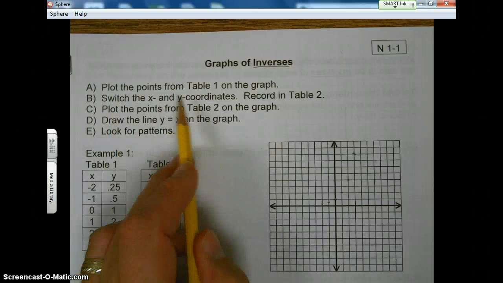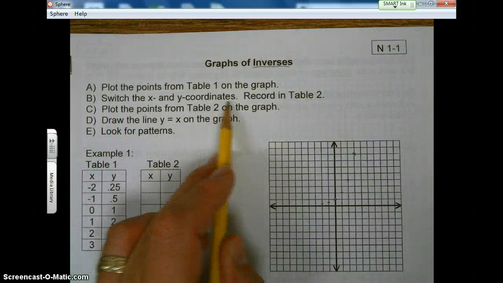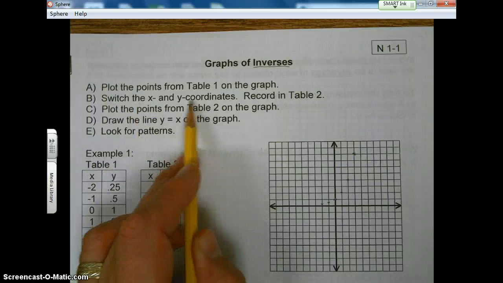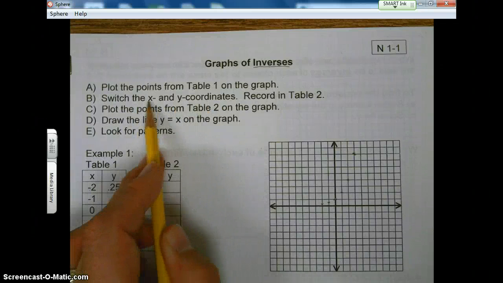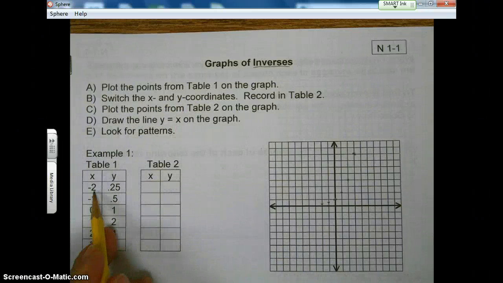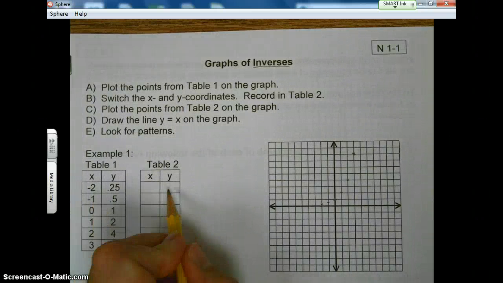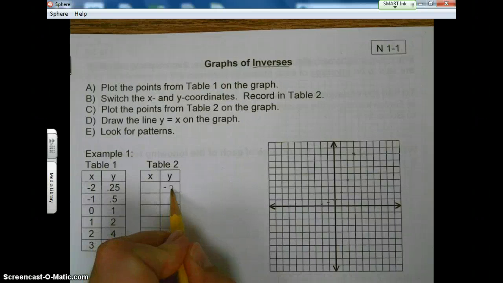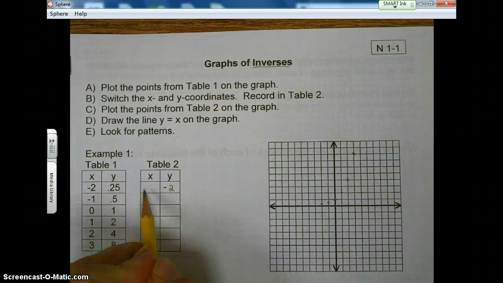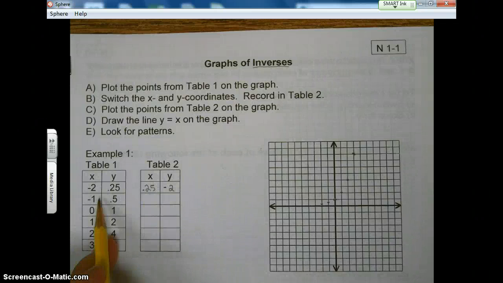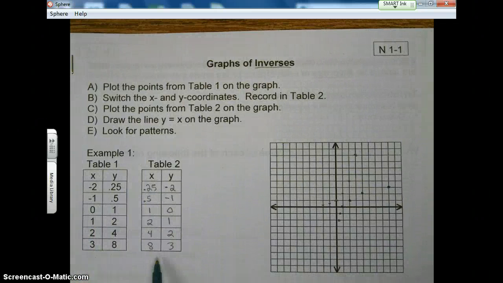Switch the x and y coordinates. Now this is the key to finding the inverse of a function. We want to switch the x and y coordinates. So x is -2, that becomes our y coordinate. Y is 0.25, that becomes our x coordinate. Let's switch all of them. Okay, so we have them switched.